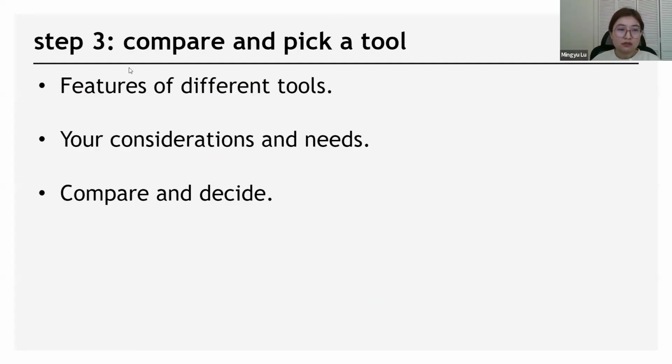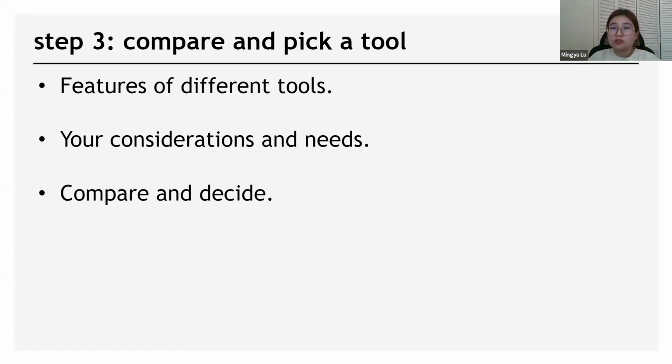And then let's move on to step 3. So compare and pick a tool. Our experience with the collaboration survey was that collaboration clearly is a studied topic, and there were so many great tools out there. So what we did was just to pick out the ones we're really interested in, and then select one of them based on the features of different tools, and also based on our own condition, our own consideration, and then really just compare and decide.